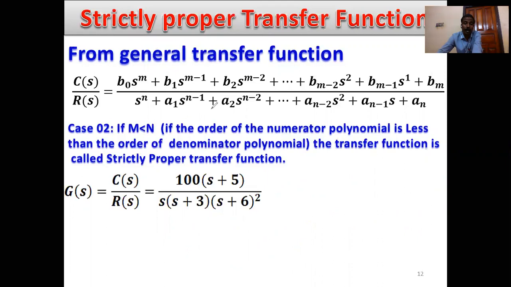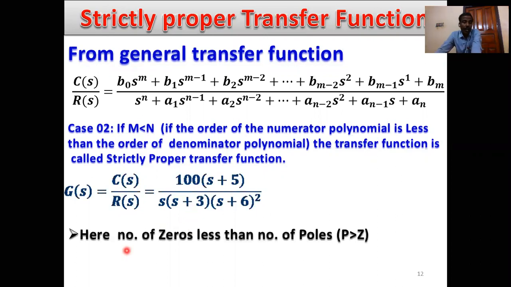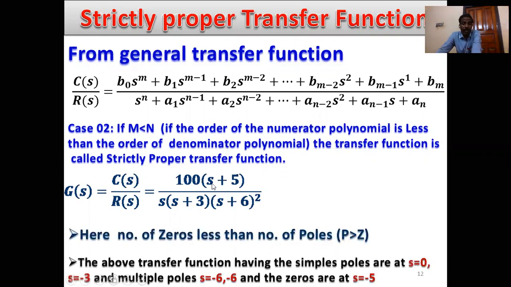What is the example? C(s) by R(s) equals 100 into (s plus 5), divided by s into (s plus 3) into (s plus 6) whole squared. Here the number of zeros is less than the number of poles, so p is greater than z. The above transfer function has a simple pole at s equal to 0, another pole at s equal to minus 3, and multiple poles at s equal to minus 6, and one zero at s equal to minus 5.